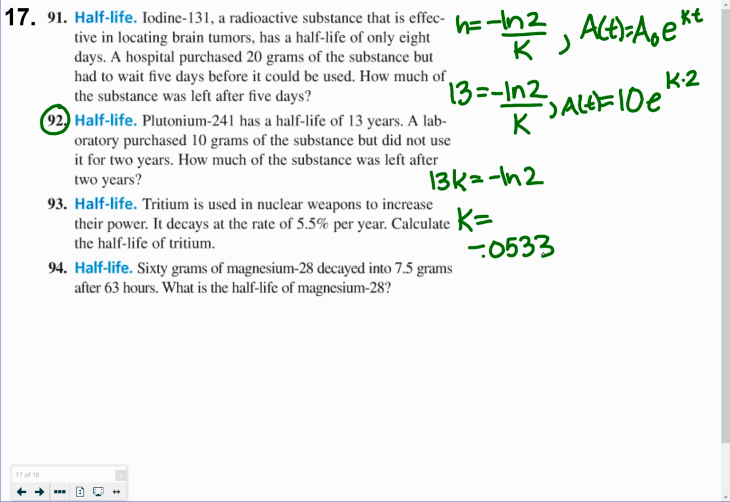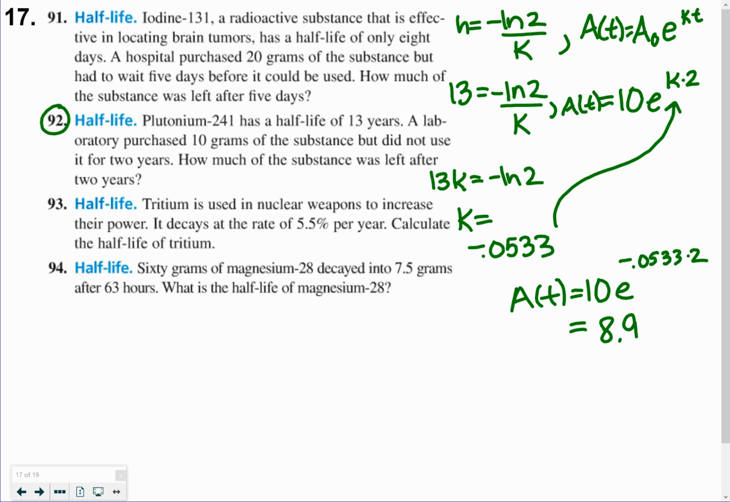That's my k value. Once you know k in one of the equations, you can plug it into the other equation to find what you're missing. So I'm going to plug it into that A of t formula. A of t equals 10 e to the negative 0.0533 times 2, and all of that you can type in your calculator. Nothing we have to solve for on this one. And I get, if I give it 2 decimal places, 8.99, and everything's measured in grams here. 8.99 grams of the material remains.